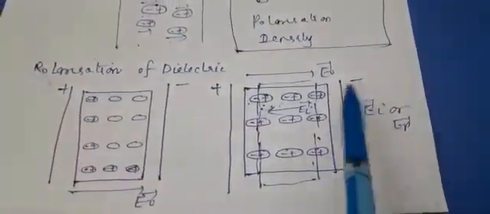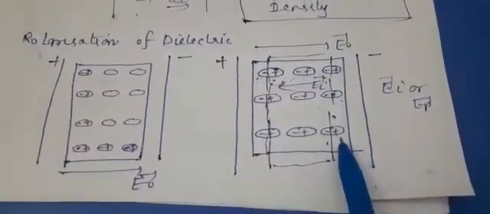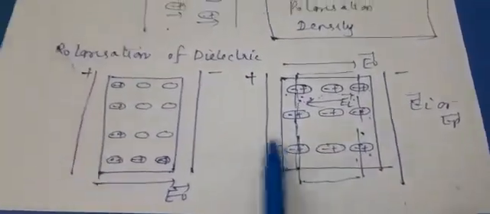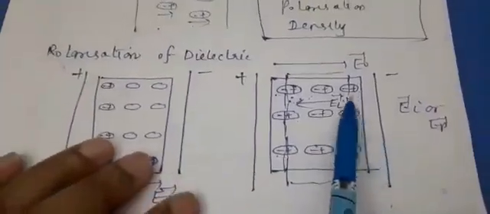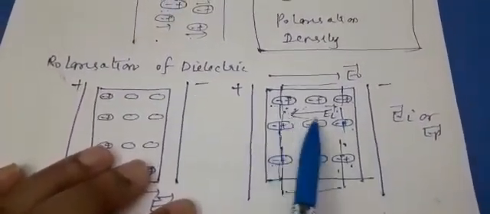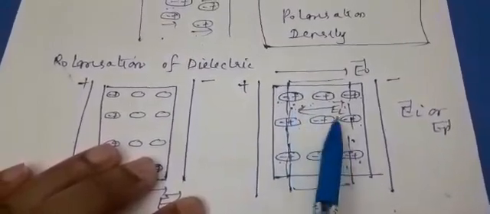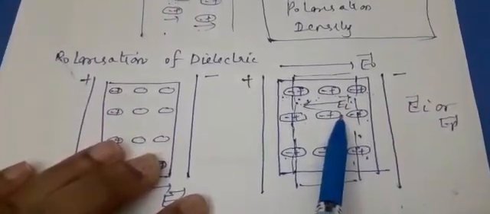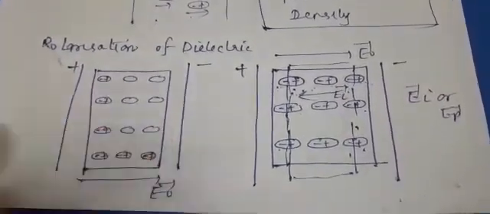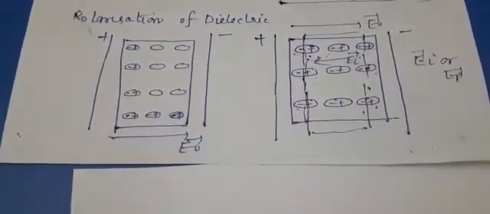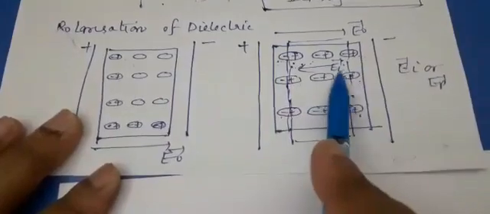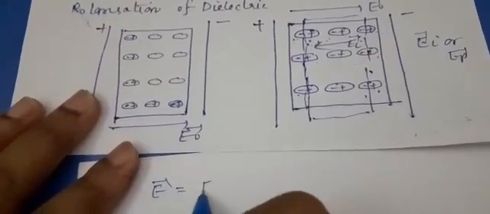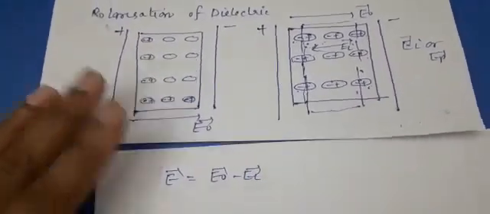Again, I am taking this point. Since positive charge is induced on this side of the dielectric and negative charge on this side when a dielectric is placed in an external field, the electric field developed within the dielectric is opposite to the direction of the external field. We take it as the induced electric field, EI, also called the polarized electric field. As per this diagram, this is E0 in this direction and EI, the induced field, in the opposite direction. So the resultant electric field will be E0 minus EI. This is the net field.